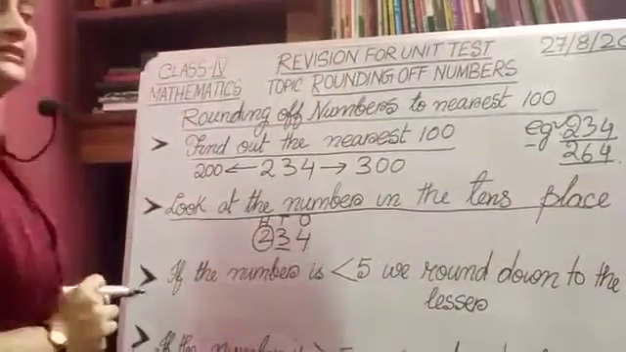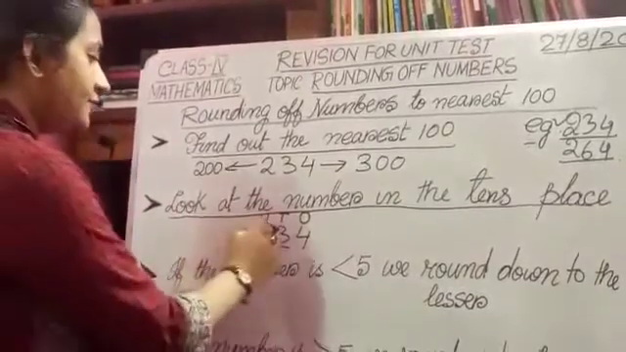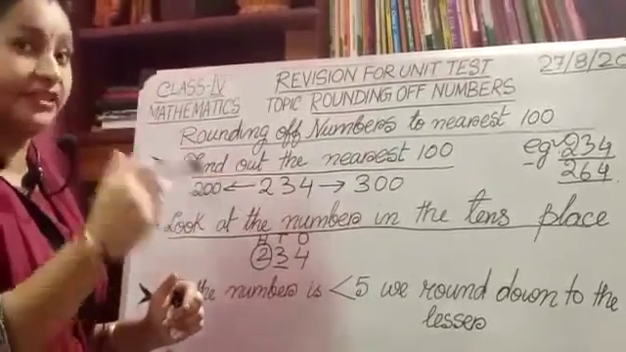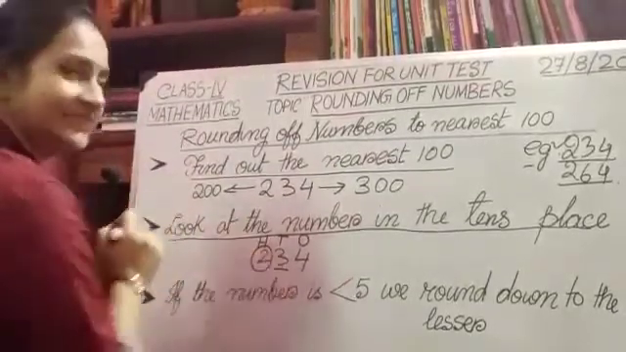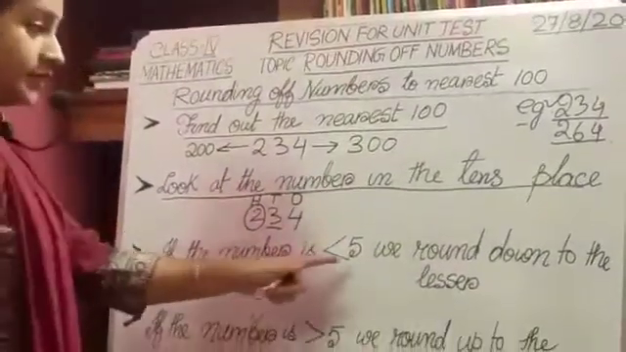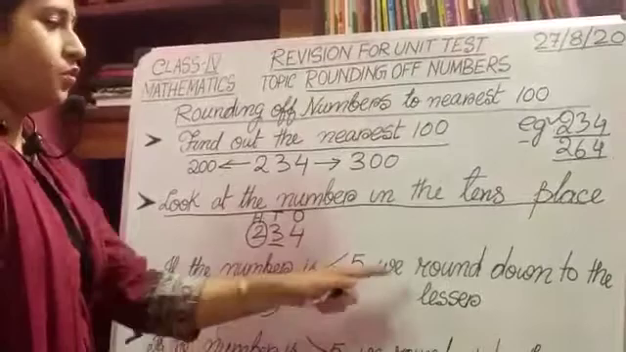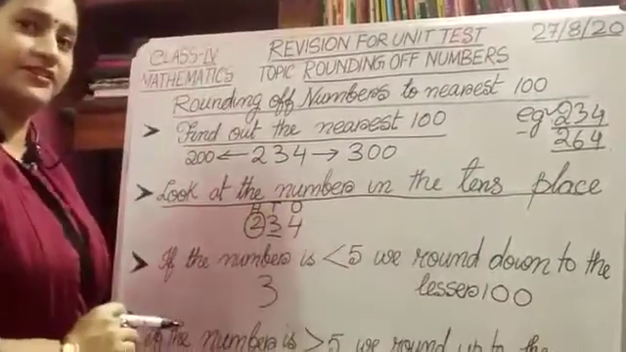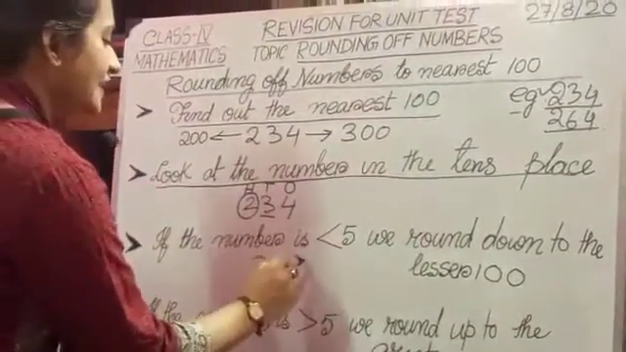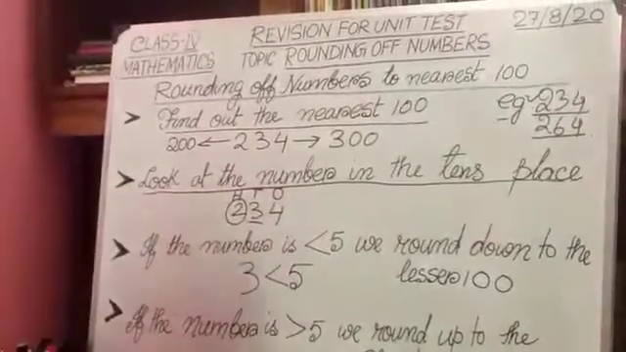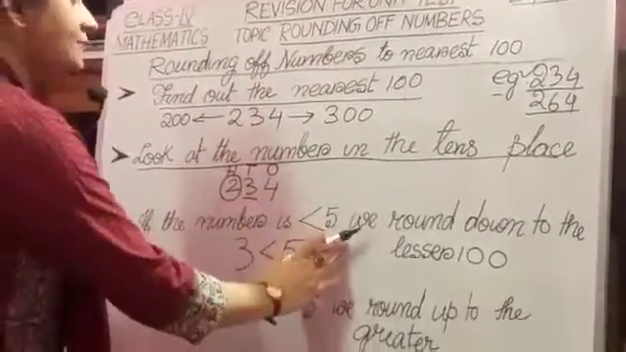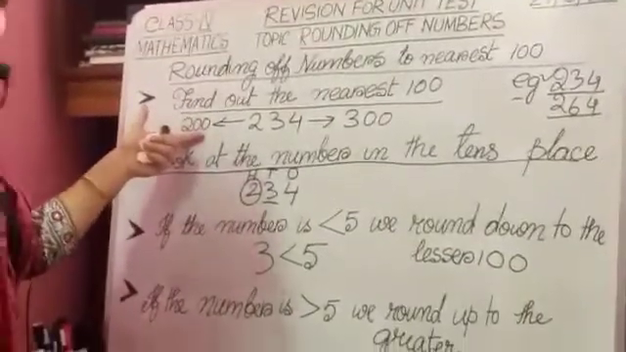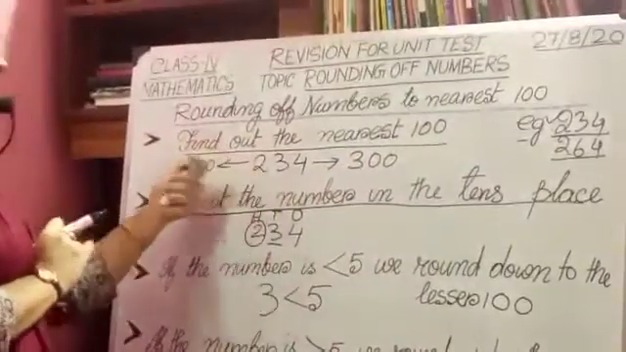Now come to the third step. Now if that number, which number? The number which is sitting right to the number to be rounded off. Right? That means that is 3. If that number is less than 5, we round down to the lesser hundred. Right? So 3 is less than 5. Right? What we have to do? We have to round down this number to the lesser hundred. That means 200. Right? We are not going to the greater hundred.